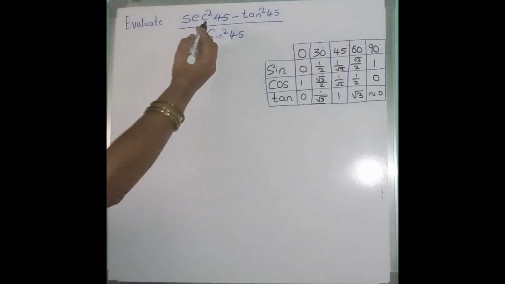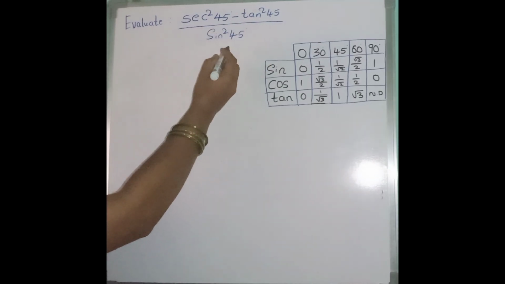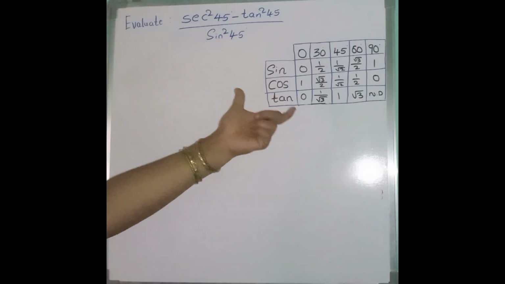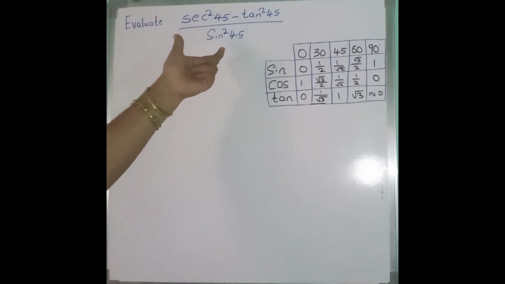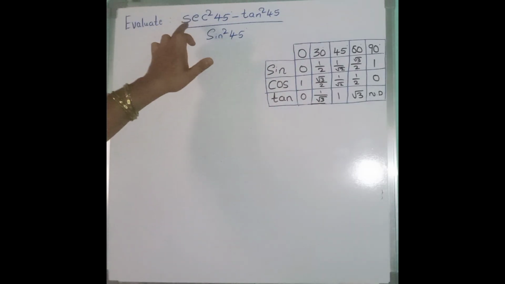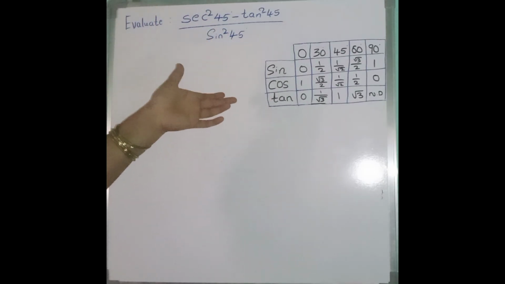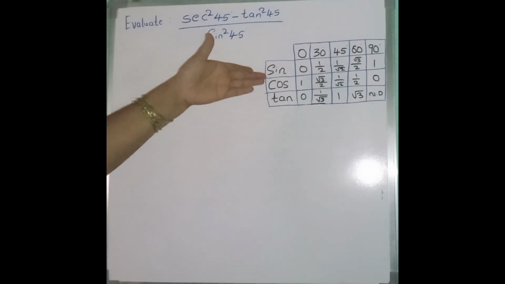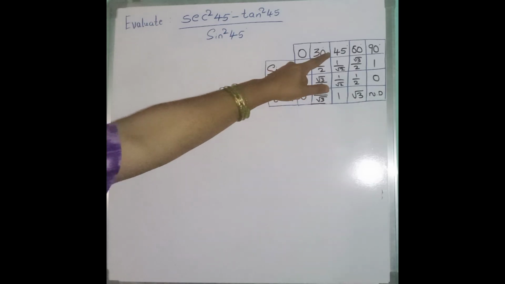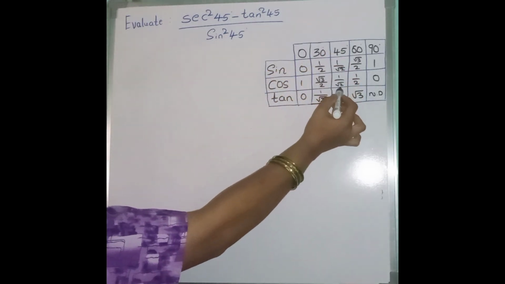Evaluate secant of 45 degree minus tan square 45 degree divided by sin square 45 degree. If you solve this kind of question, you know this chart. If you know this chart, you can solve this kind of problem easily. Here is a secant of 45 degree. If you know these three, you can write secant, cosec, cot easily because these are the reciprocals. They ask the secant of 45 degree. Cos 45 degree is 1 by root 2.